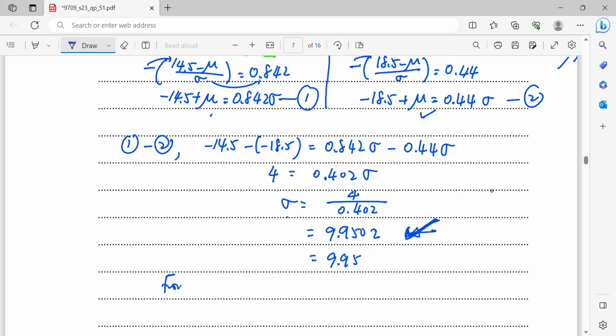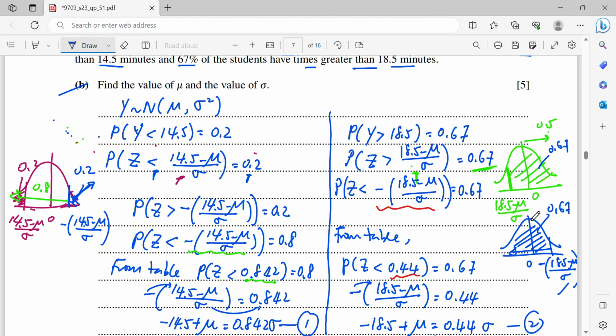So now from the first equation, my mu is going to be 0.842 sigma plus 14.5. Just move this minus 14.5 to the right hand side. Then at last, you will be getting 22.9. Alright, so this is how we solve this question.